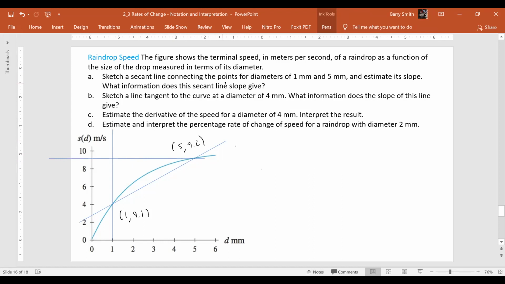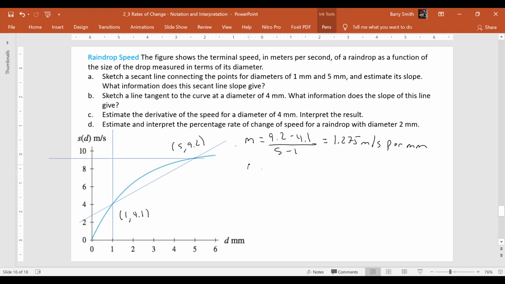And so what does that slope give us? The slope is going to be equal to 9.2 minus 4.1 over 5 minus 1. If we plug that into our calculator, so I don't mess up in my head, 5.1 divided by 4, that's going to be 1.275. Now, what is that? It's in meters per second per millimeter. And so this gives us basically our average rate of change here.